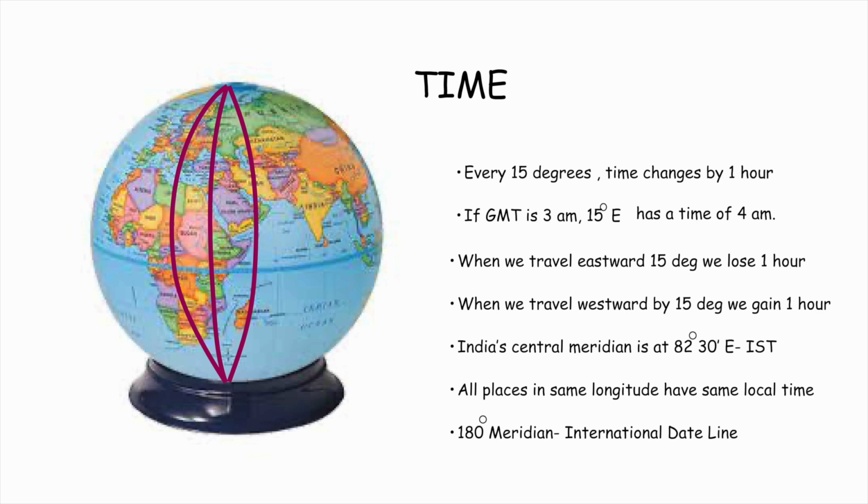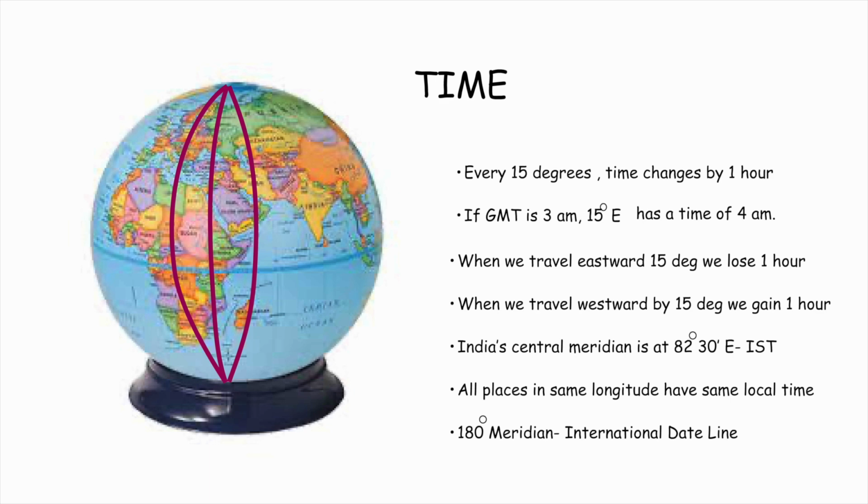The time at a place is calculated with reference to the prime meridian, and the prime meridian's time is called the Greenwich Mean Time. How do we calculate it? The Earth has 24 hours to complete one rotation of 360 degrees. So a 15-degree turn would be 1 hour. So time changes by 1 hour for every 15-degree longitude, or by 4 minutes for every 1 degree of longitude.